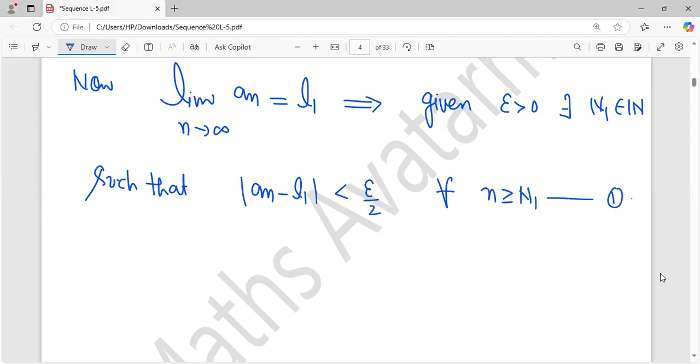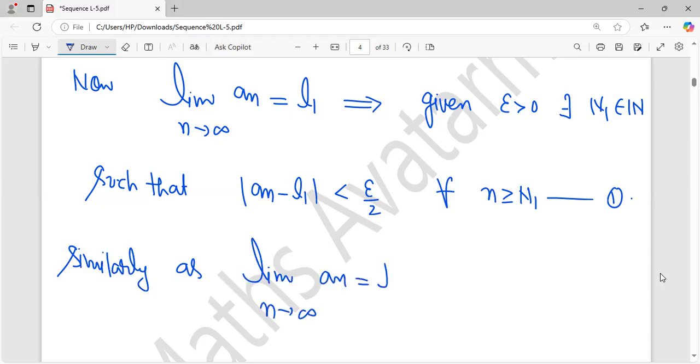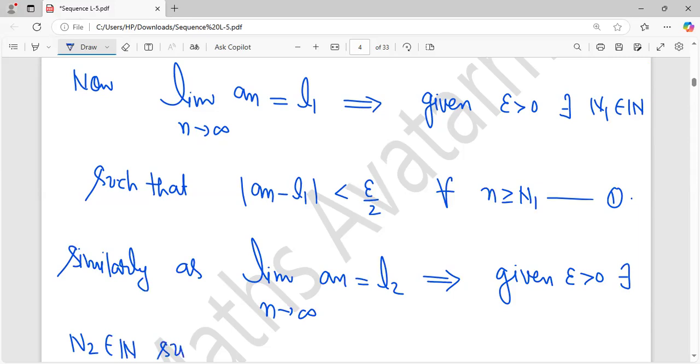So let's call this equation 1. Similarly, as limit n tending to infinity of an is equal to L2, this implies given epsilon greater than 0, there exists capital N2 belongs to N such that |an minus L2| is less than epsilon by 2 for all n greater than N2. This is equation 2.